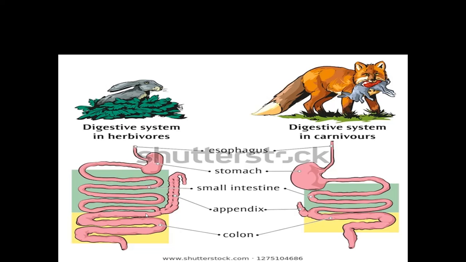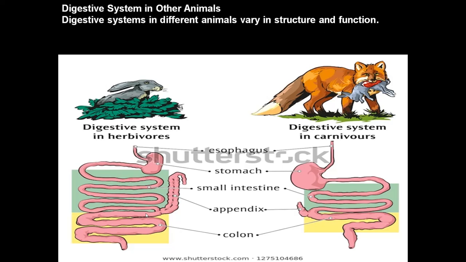Dear students, till now we have learned about the various parts of the alimentary canal and associated glands. Now let us learn about the digestive system in other animals. As you can observe in this image, here I have taken an example of a herbivore and here the example of a carnivore. Let us understand the digestive system in herbivore and in carnivore, only about the intestine.